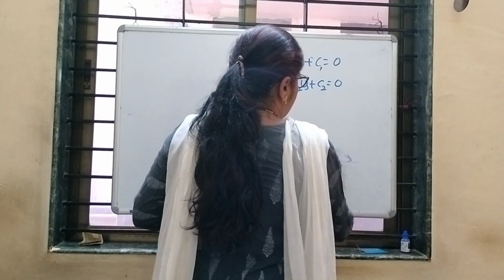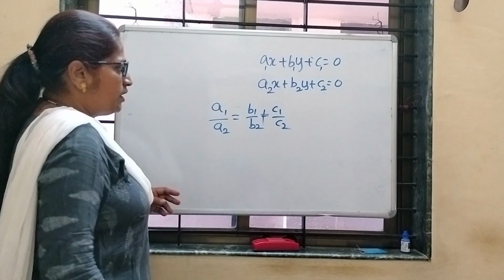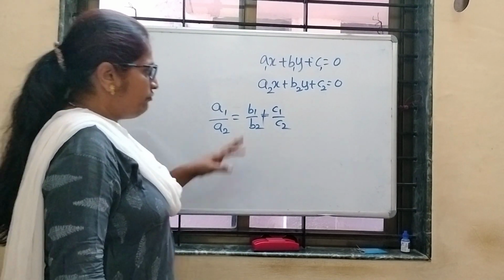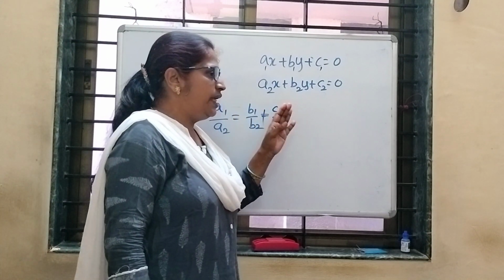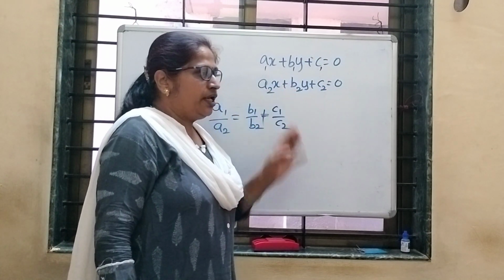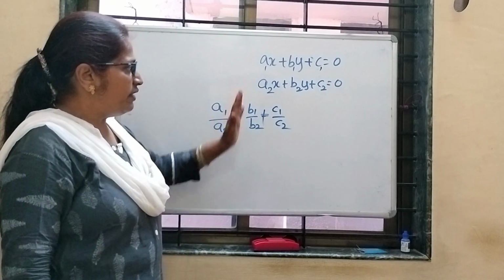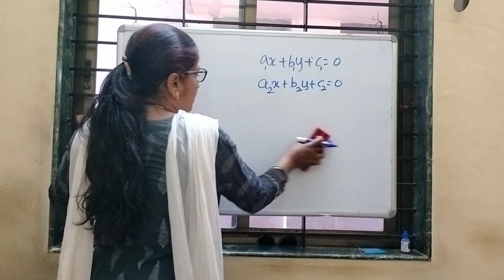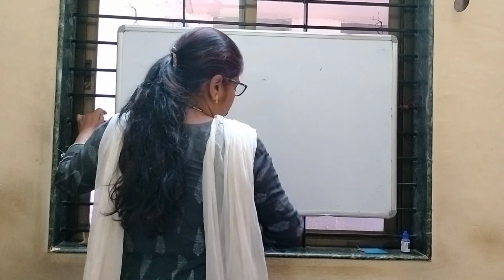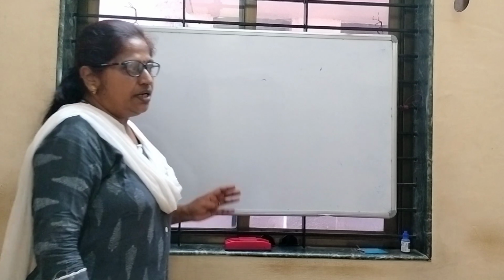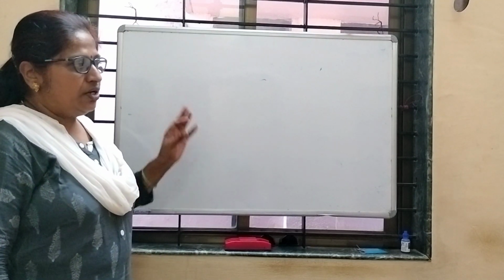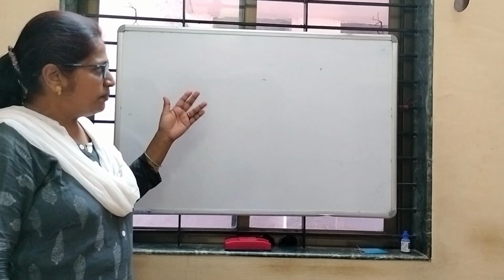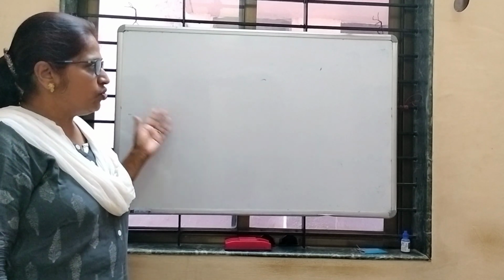If they have one solution, they are consistent. If many solutions, they are also consistent. If there is no solution, you call it an inconsistent pair of linear equations. This is in a simple way what I told about pair of linear equations, children. You can study them by many methods: substitution method, elimination method, graphical method, and cross multiplication method. There are so many methods throughout the chapter.